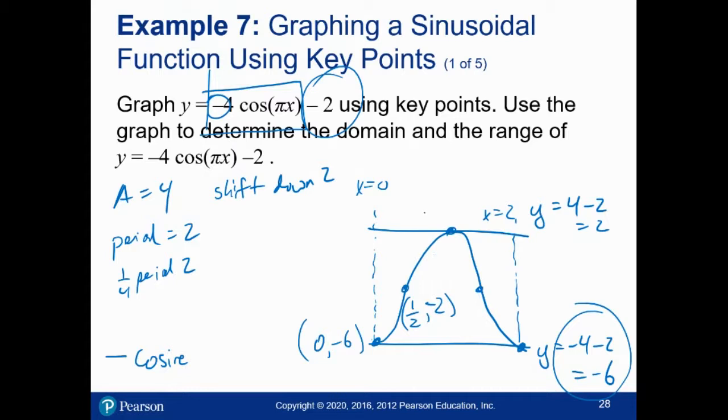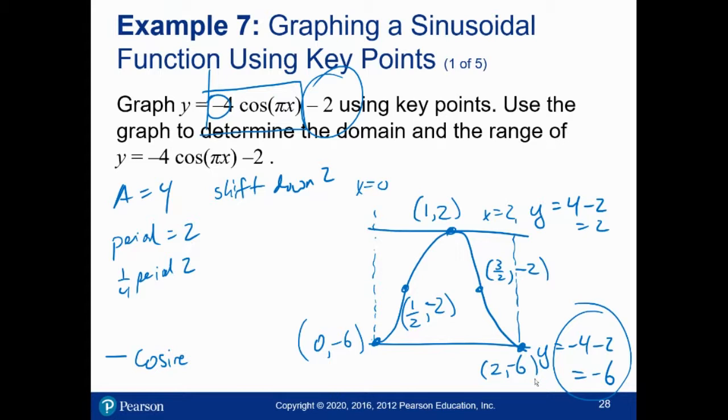Then I march forward another quarter period. From 1/2, if I go forward by 1/2, I'm at x equals 1. I'm now at the biggest value this function ever sees, and we've already determined that's just y equals 2. I march forward by a quarter, I'm at 3/2, and I'm back at the middle, which we already know is -2. And then at the end, I've gone a full period to 2, back to the minimum, which is -6. So this is typically how you'll do them when you're drawing it by hand. It's not a very uncommon sort of problem.